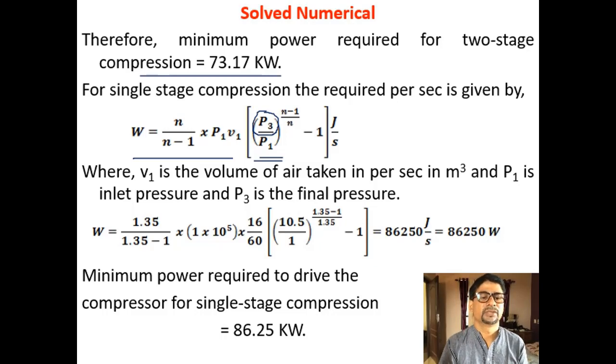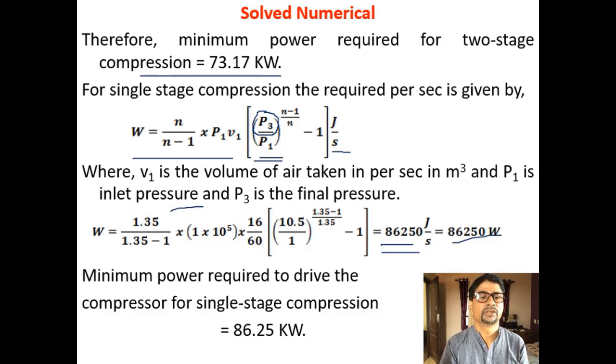So the unit is once again joules per second. Here V1 is the volume of air taken per second in meter cube, P1 is the inlet pressure, and P3 is the final pressure. So that's what you have to consider for single stage: initial pressure and final pressure. After substitution and simplification, you will get the work of compression as 86250 joules per second or 86250 watt or 86.25 kilowatt.